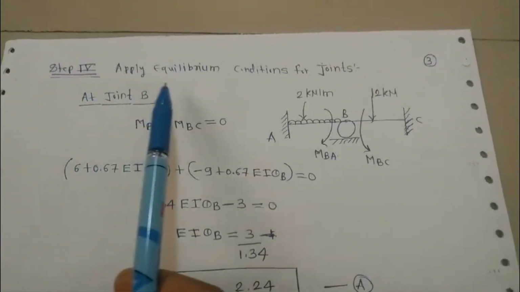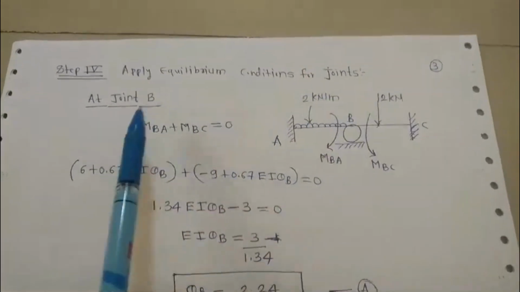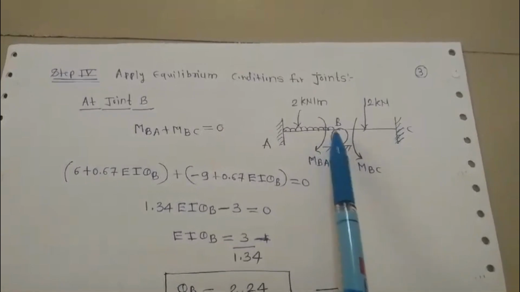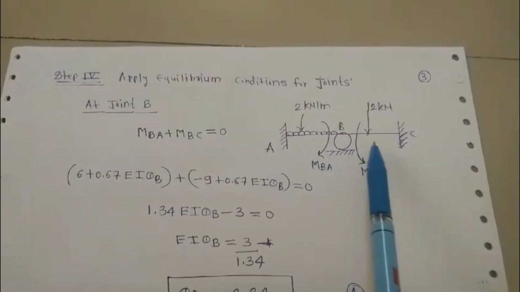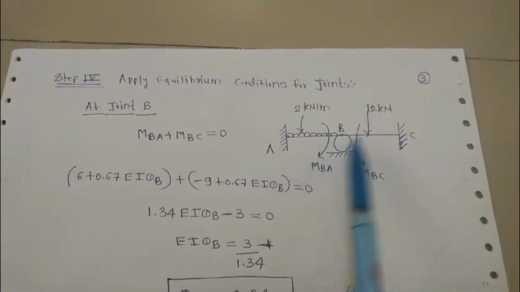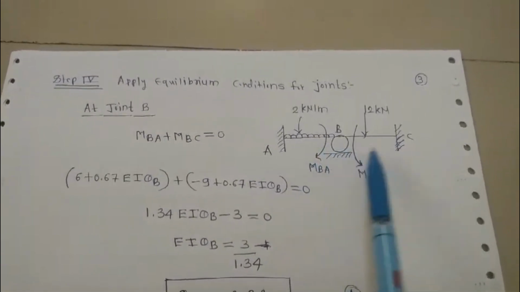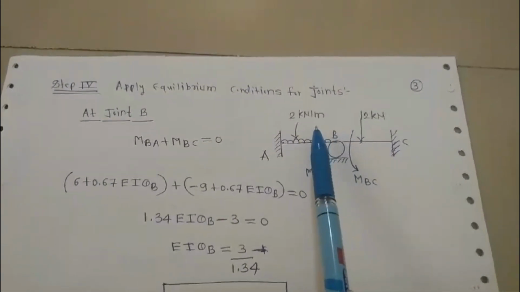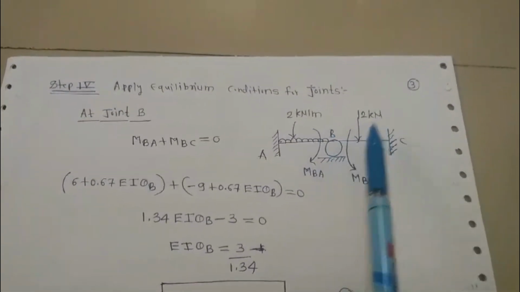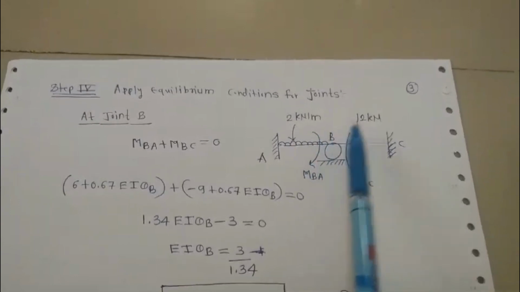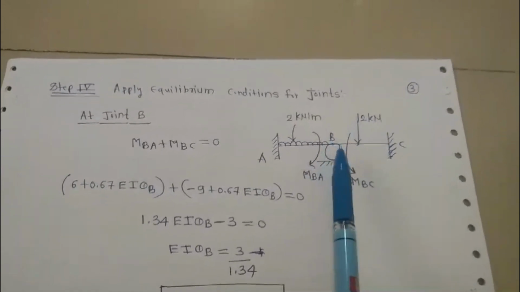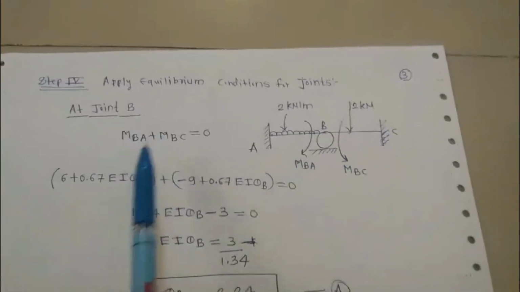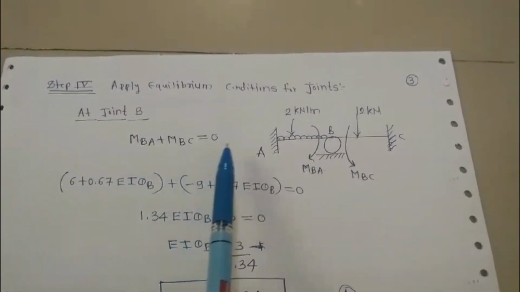Now step number 4 is to apply equilibrium conditions for joints. At joint B, the summation of moment, that is MBA plus MBC, will be equal to 0 because both will have the same magnitude, only the sign convention will be different. That is, if MBA is plus 6, MBC will be minus 6. So 6 minus 6, you will get 0. That is, the summation of moment at B is equal to 0, so MBA plus MBC is equal to 0.